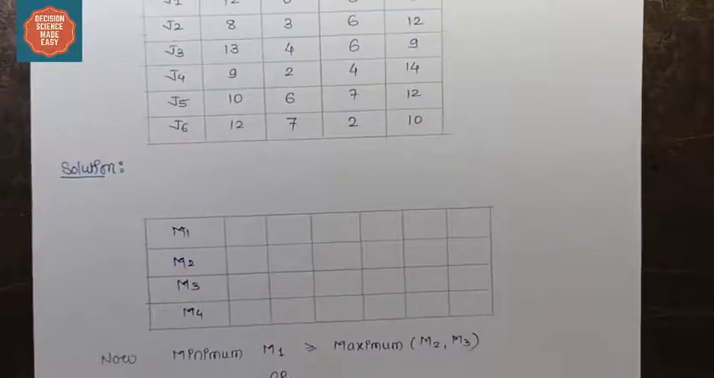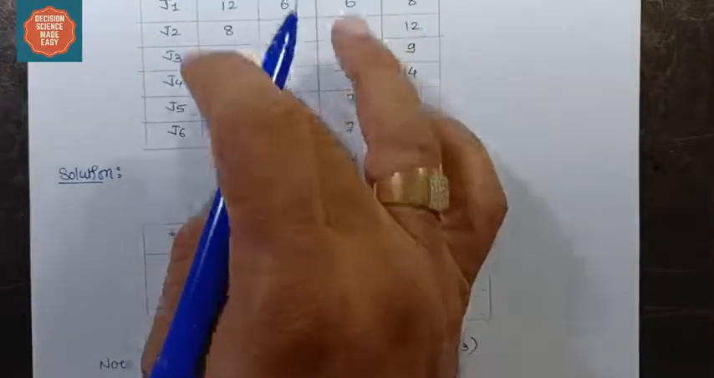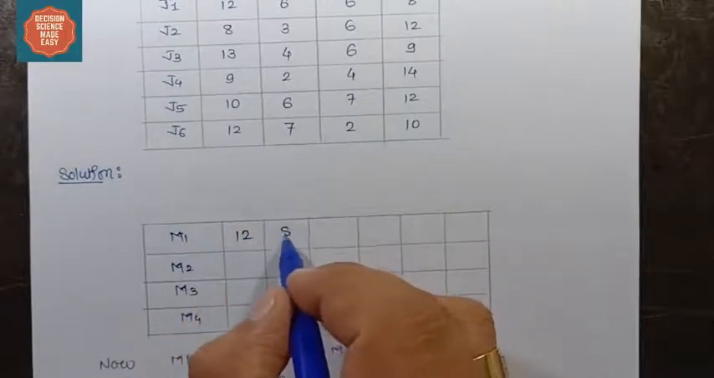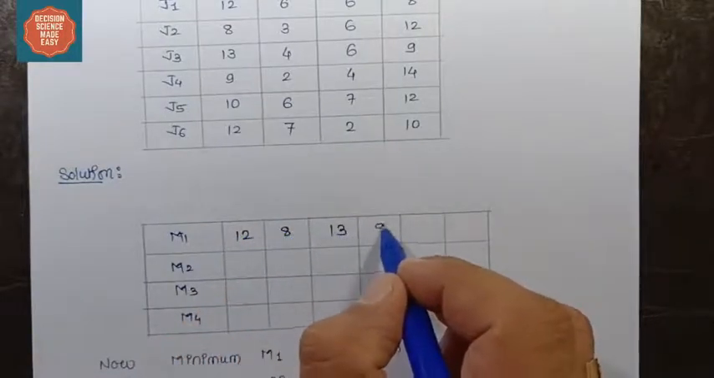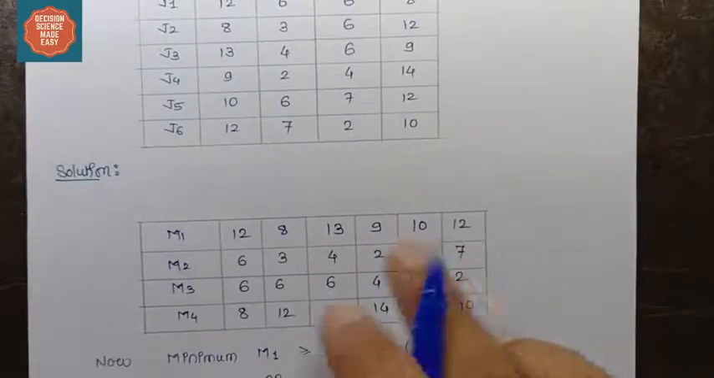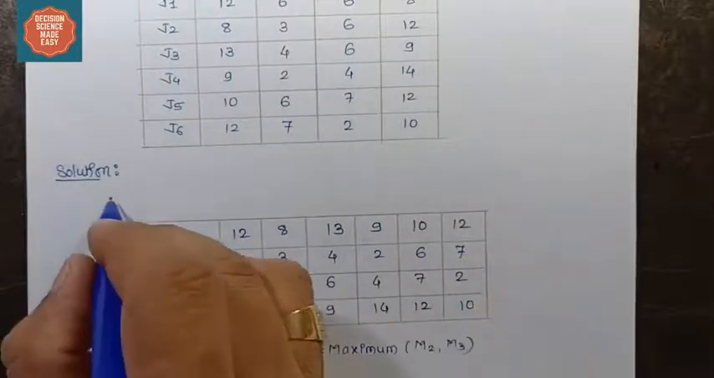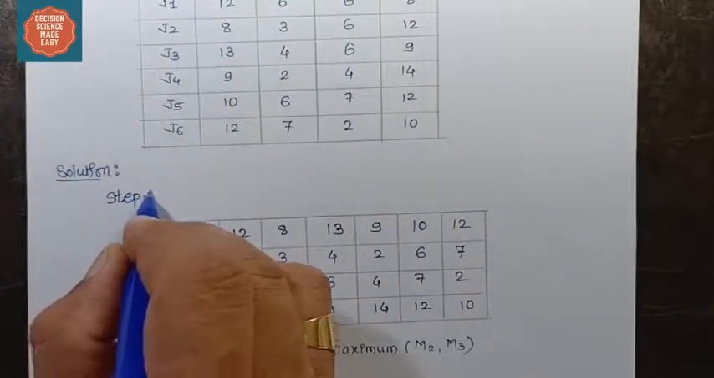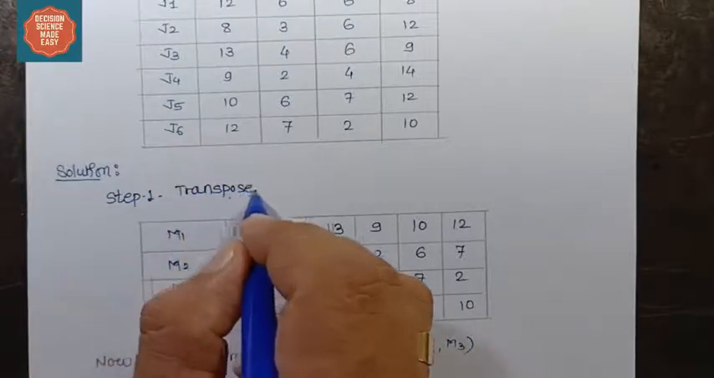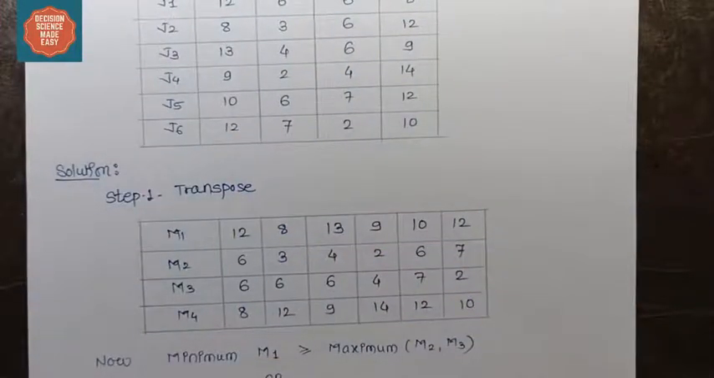So I'll just transpose it. It's very simple. My first column becomes my first row. So this is nothing but 12, 8. I'll just write down quickly because this will save my time. I converted the rows into columns like this. So this is my step 1, that is to transpose. Not necessarily every problem will be given in this format, but if such a format is given, we need to transpose.